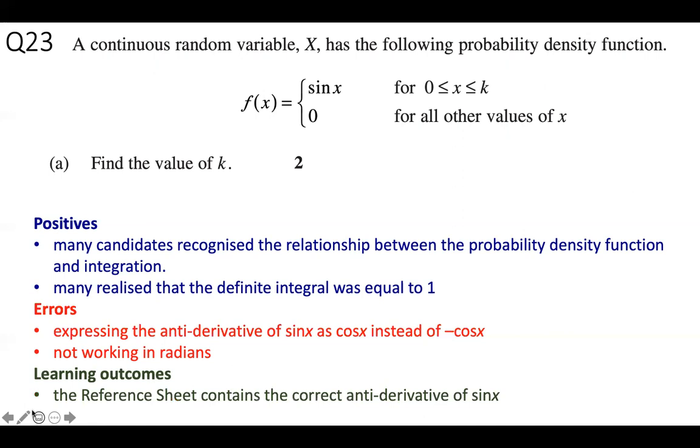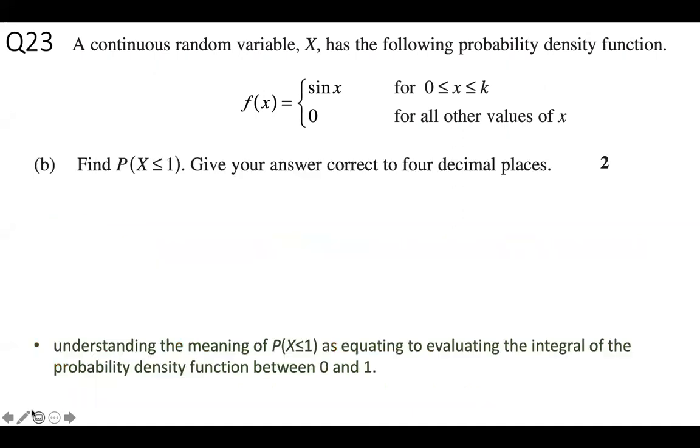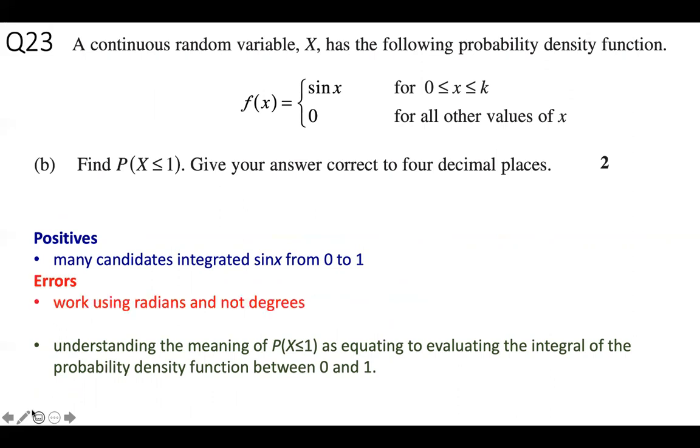The reference sheet contains the correct antiderivative of sin x, and it's really important that students, if they're not confident with knowing these things off by heart, just quickly check their reference sheet. We go to part B, and with part B, many candidates again knew that they had to integrate from 0 to 1 because it said the probability x is less than or equal to 1.